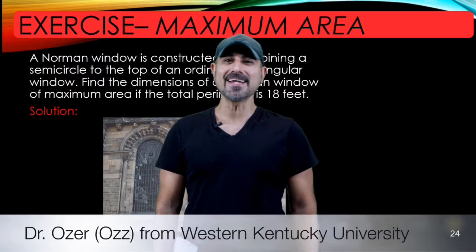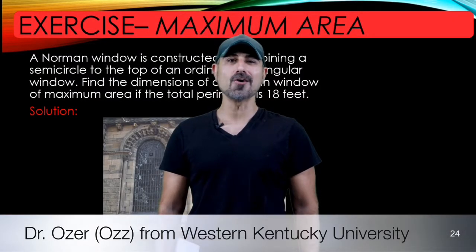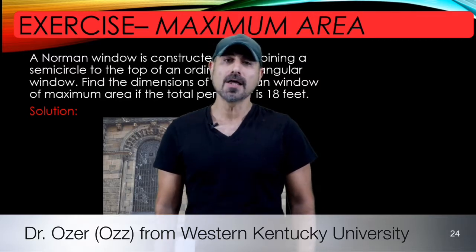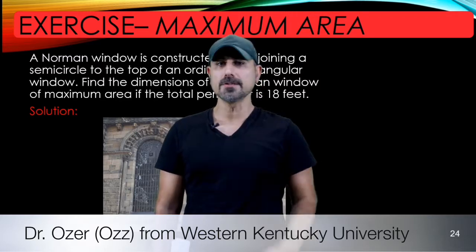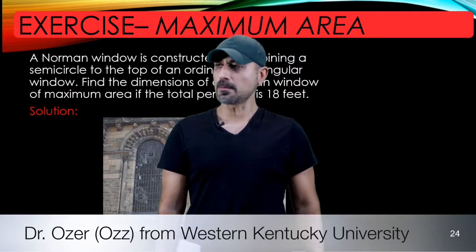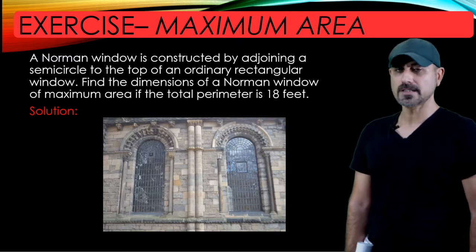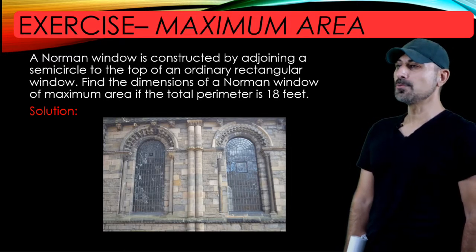Welcome back. Today we're going to go through another application of differentiation. It's called optimization. It's essentially referred to as applied maximum or minimum problems in the literature. In particular today, we're going to try to maximize the area for a Norman window.